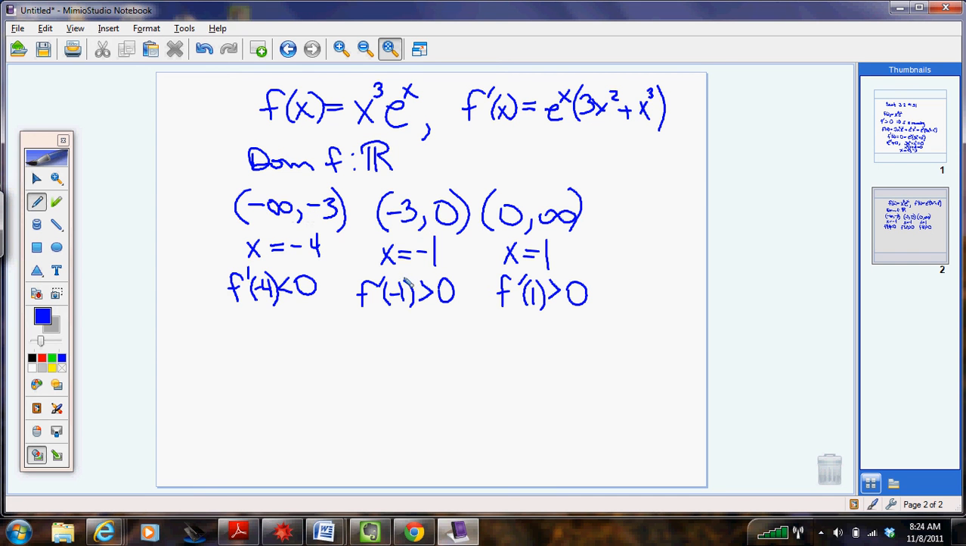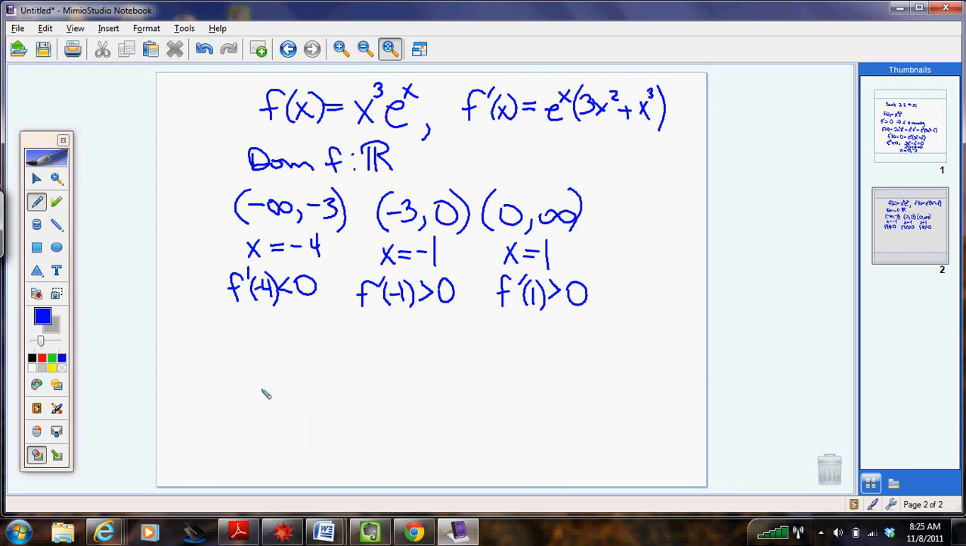Similarly, since f prime of negative 1 is positive, at every value between negative 3 and 0, f prime will be positive. One more time, since f prime of 1 is positive, for every value of x in the interval from 0 to infinity, f prime will be positive.